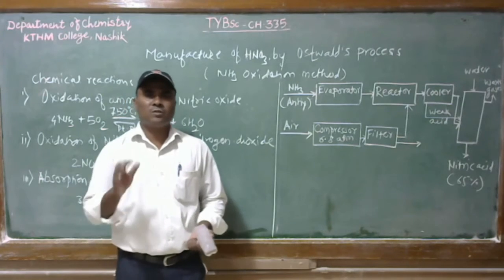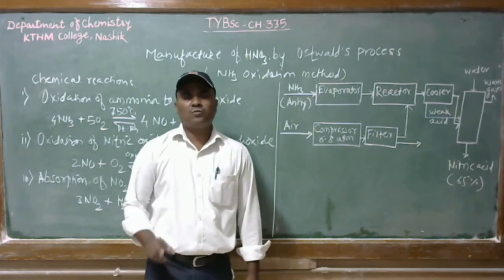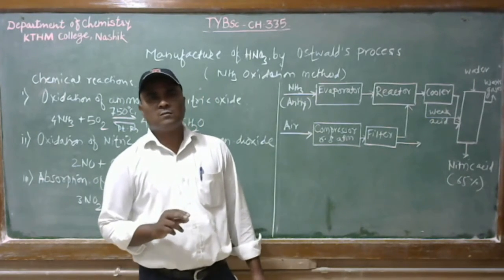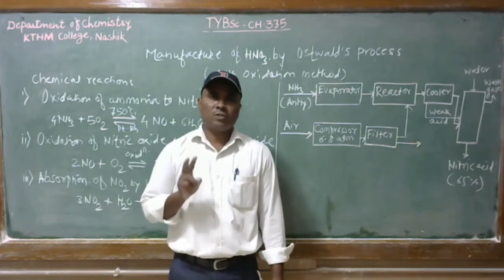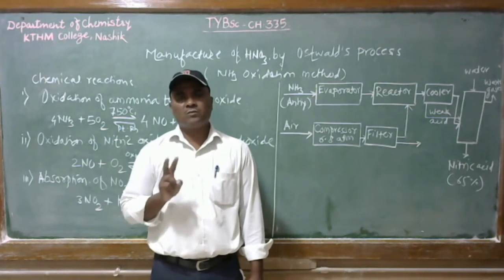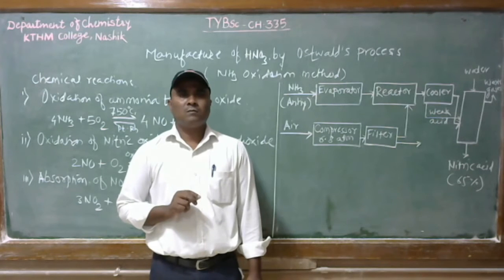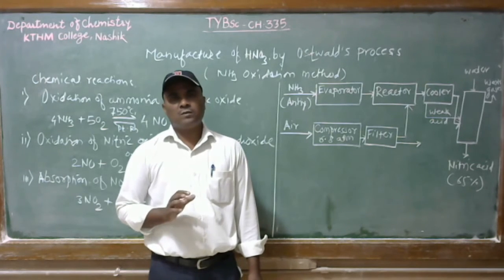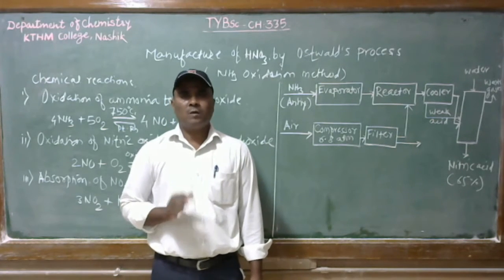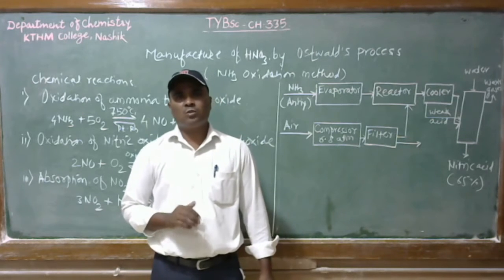Students, in manufacture of basic chemicals, so far we have discussed manufacture of two chemicals. In the previous lecture we discussed manufacture of ammonia by the modified Haber-Bosch process.